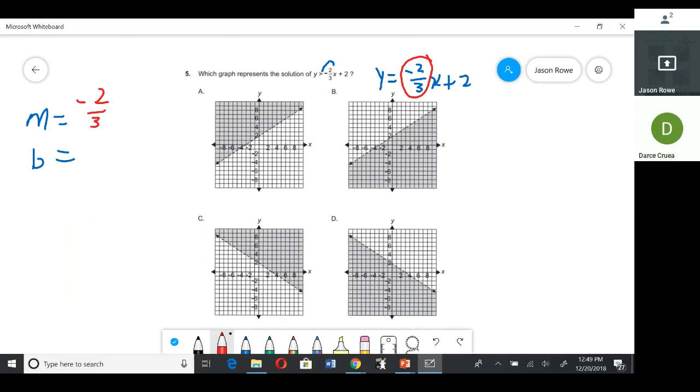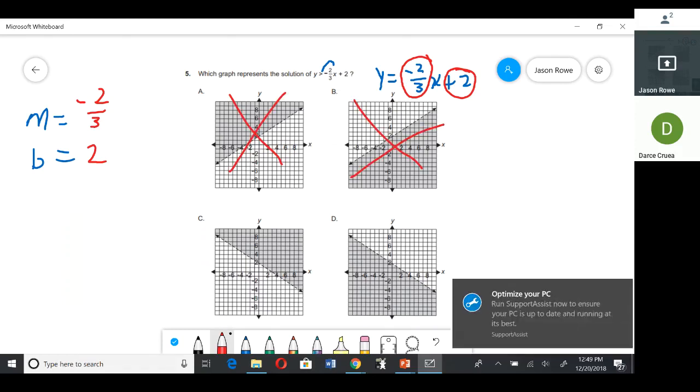That's our slope. And our y-intercept will be that positive 2. So the first thing I want to do is look at all of my graphs and find, number one, which ones have a negative slope. So which ones can we cancel out just because they don't have negative slopes? We can cancel A and B because those are both positive. So those have positive slopes.